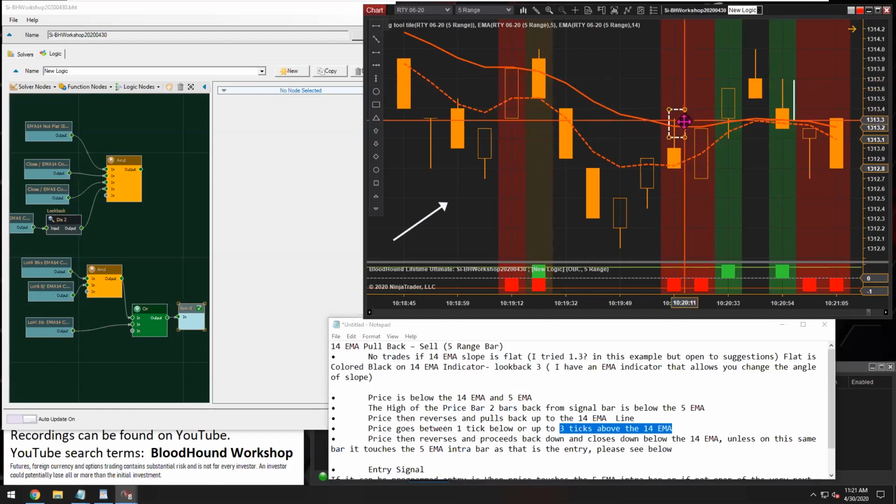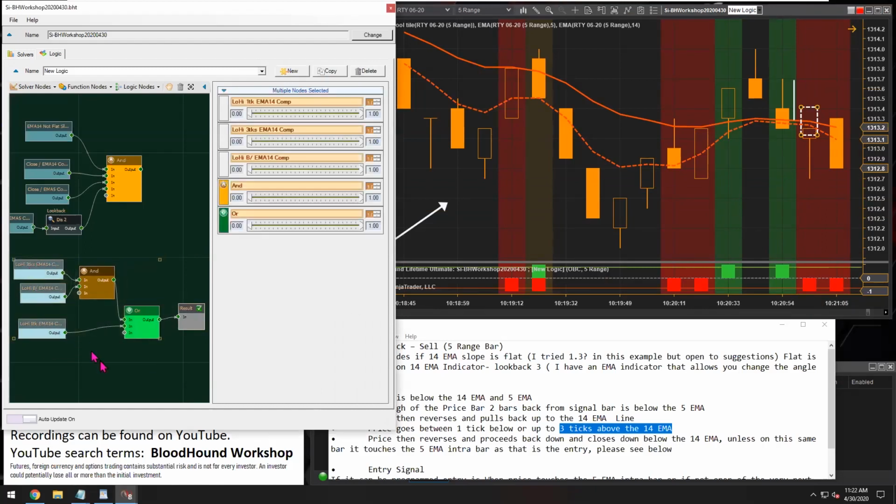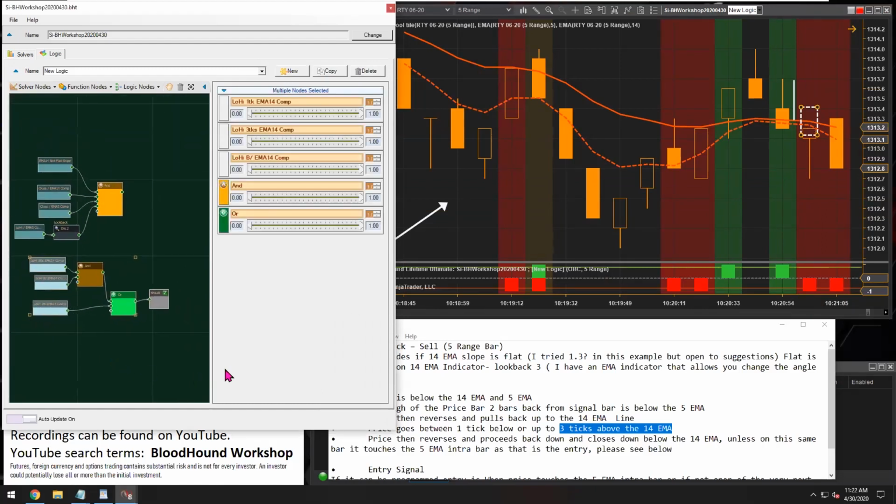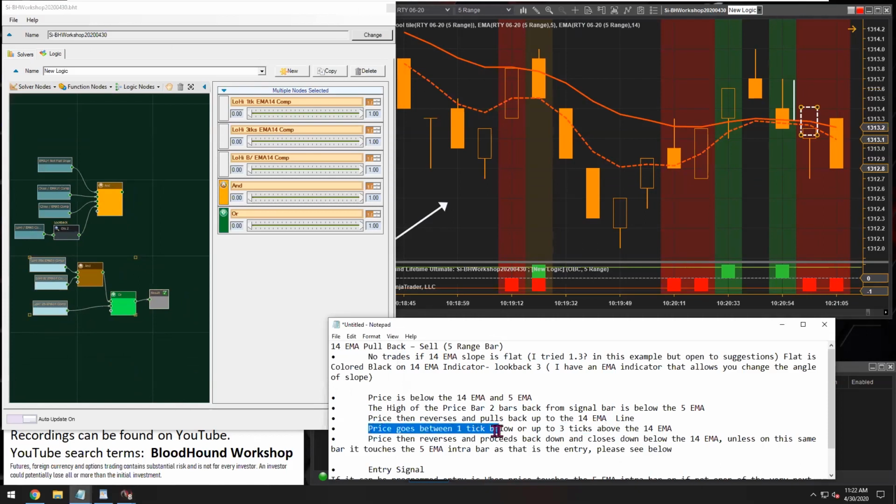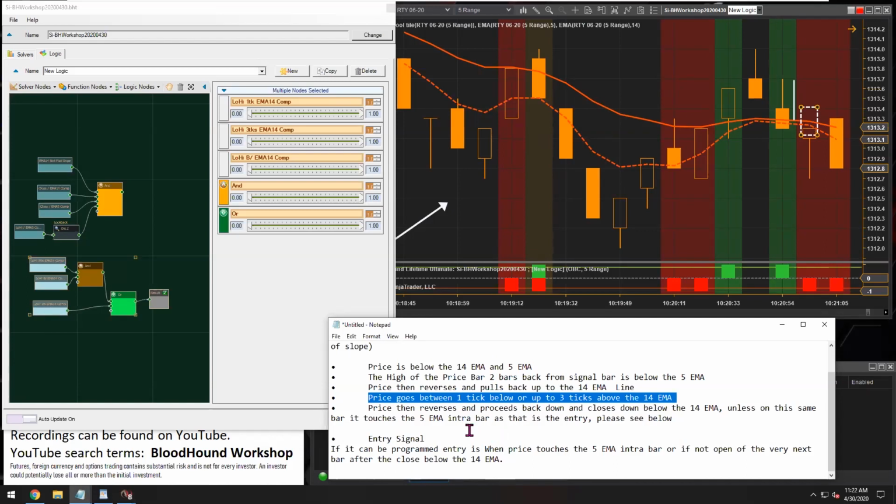As we look at these, this one's good for a short. This is also good for a short. And let's go over here. Yep, there we go. Our high is within that 1 tick below the EMA, so we're good for a short there too. So basically here's the logic for this condition. All right, let's add this next part.